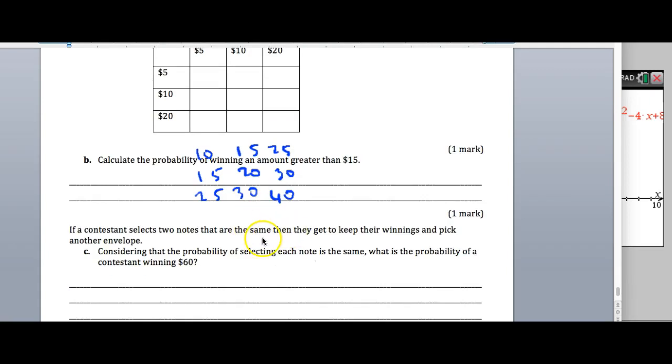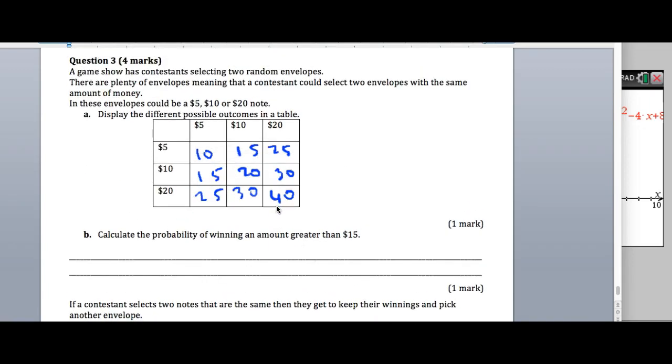If a contestant selects 2 notes that are the same, then they get to keep their winnings and pick another envelope. Considering that the probability of selecting each note is the same, what is the probability of a contestant winning $60? So basically, the only way they can win $60 is to get 3 $20 notes. So the probability of getting $40 is 1 out of 9. And then the probability of selecting a $20 note is just 1 out of 3. So your probability is 1 over 27 chance of winning $60, which is pretty good.